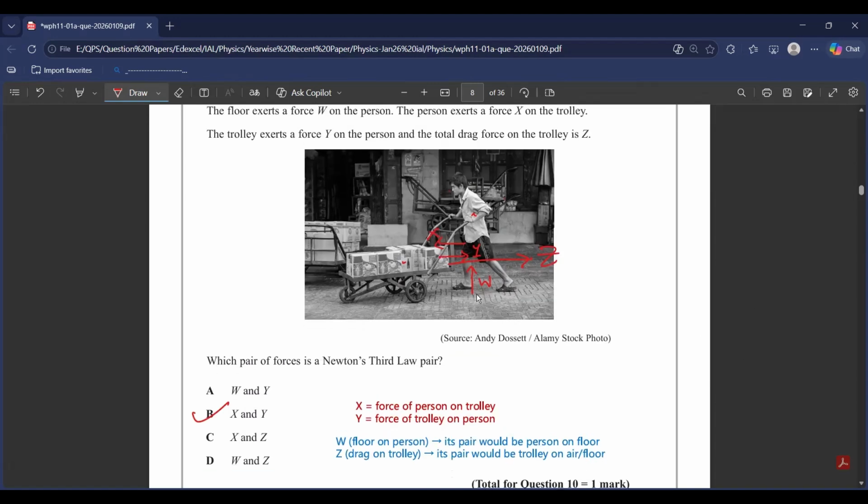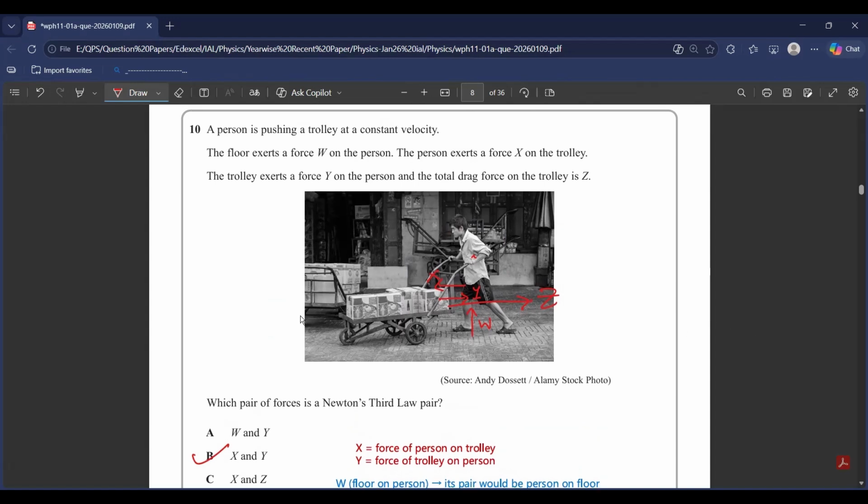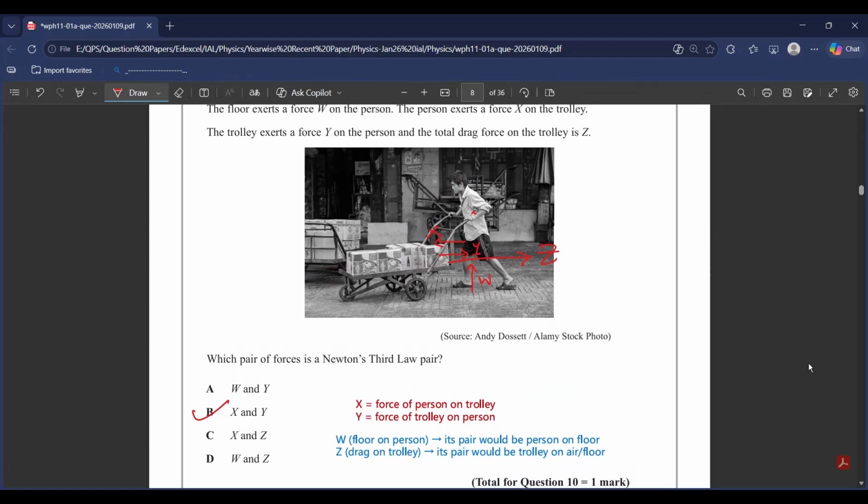B. Why not W? Because W is being exerted from the floor to the person, but the person is not exerting any force on the floor, which means that it does not have a pair. Then again, a force is being exerted on the trolley because of the drag force, but the trolley is not exerting any force back, right? So that should also not work as a pair. So our answer should only be X and Y. So we are at the end of part 1.